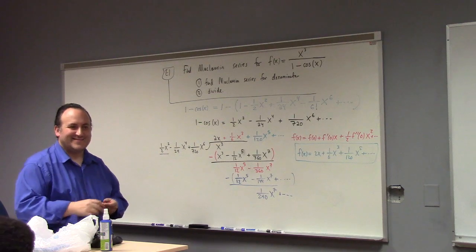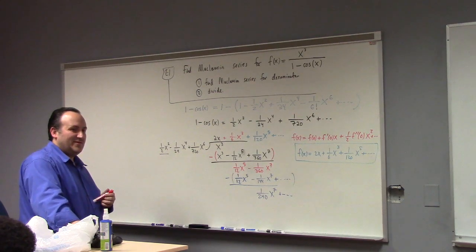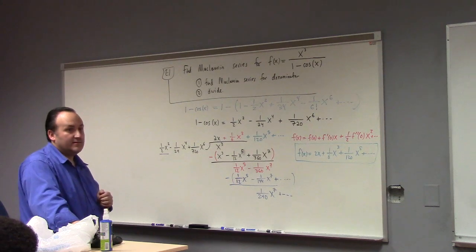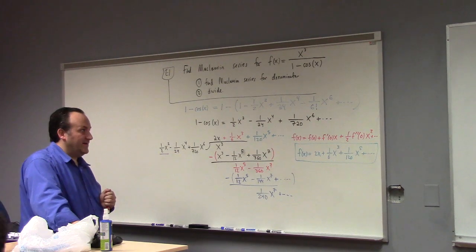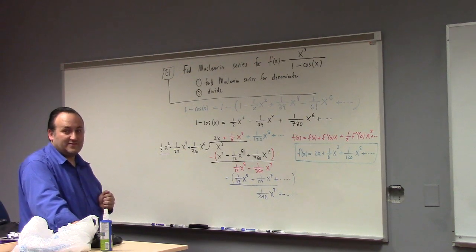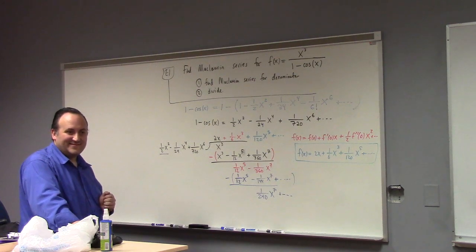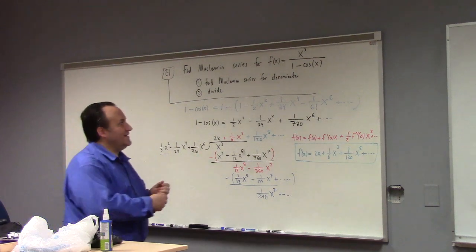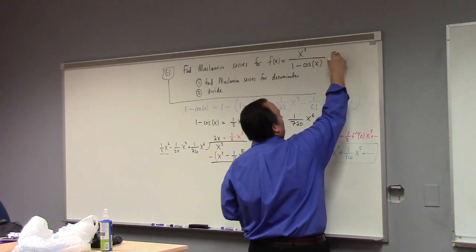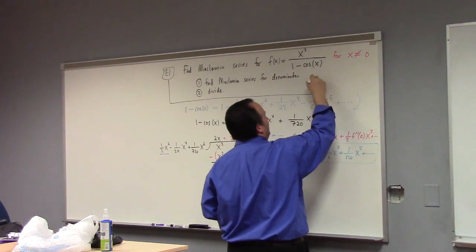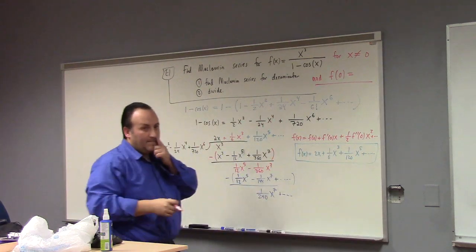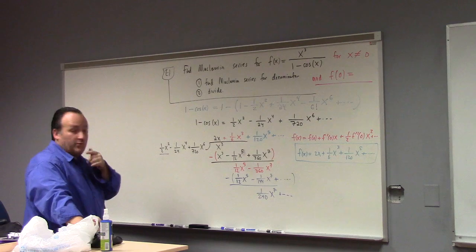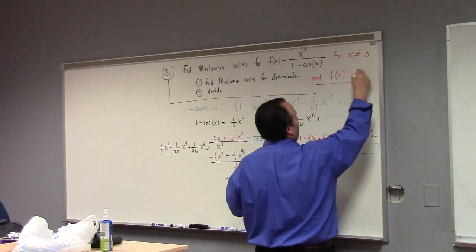Calculate f of 0. What do you get? 0. I get 0 too. But you get 0 for the numerator, I get 0 for the denominator. Together we get 0 over 0, which means this function is not defined at 0. How do I have to define this function at 0? So technically speaking, this should be the expression for x not equal to 0 and f of 0 equal to? Not 0. Oh, yes, 0. You got it. Thank you.